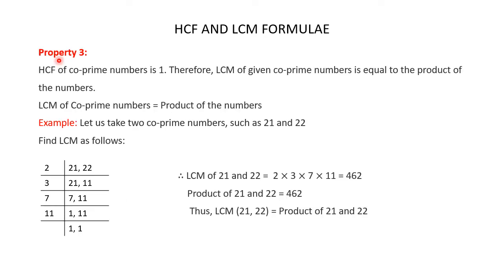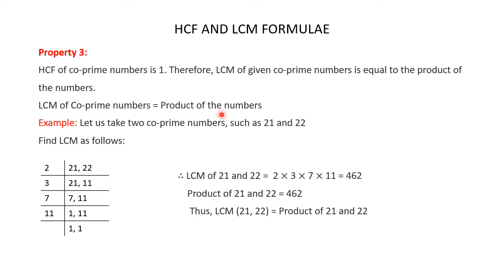Property 3. We know that HCF of co-prime numbers is 1. Now, HCF of two numbers multiplied by LCM of two numbers is equal to the product of the two numbers. So, if HCF is 1, then LCM of the given co-prime numbers is equal to the product of the numbers. This means that LCM of co-prime numbers is equal to product of the numbers.